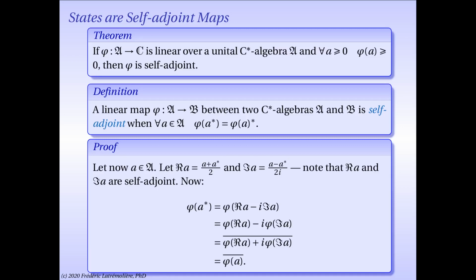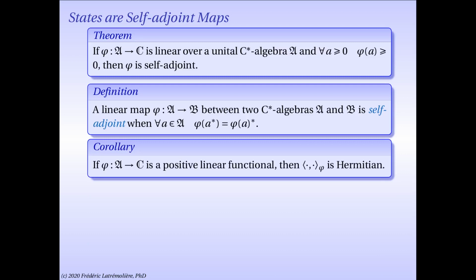which of course we recognize again, using linearity, as being equal to the conjugate of phi of a. So phi of a star equals the conjugate of phi of a, and we are done proving that phi, as a positive linear functional, is indeed self-adjoint.